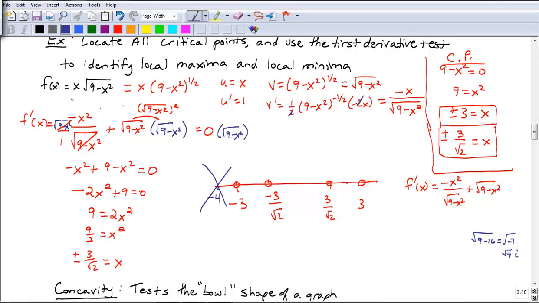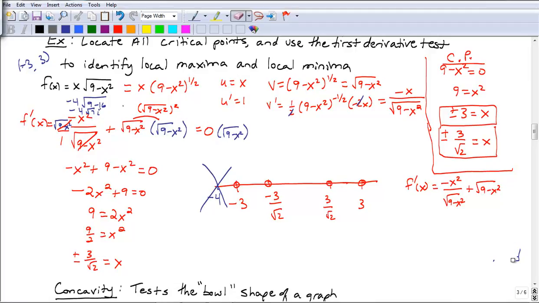Notice if you put negative 4 into the original function, you get negative 4 times root 7i. That's ungraphable. The domain of this actually works from negative 3 to 3. That's the domain of this graph. But you get stuff with i's in it when you plug in negative 4. So since I get stuff with i's in it at negative 4, there's no increasing or decreasing going on there. We can't even figure out what that means.